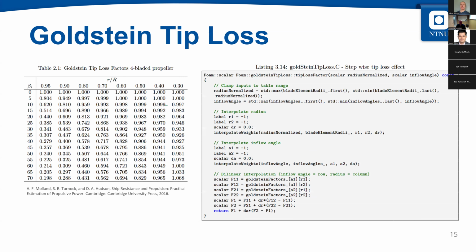And lastly, this Goldstein model, which is similar to the Prandtl, but here you have a lookup table based on the radius on your propeller blade and the inflow condition, inflow angle.